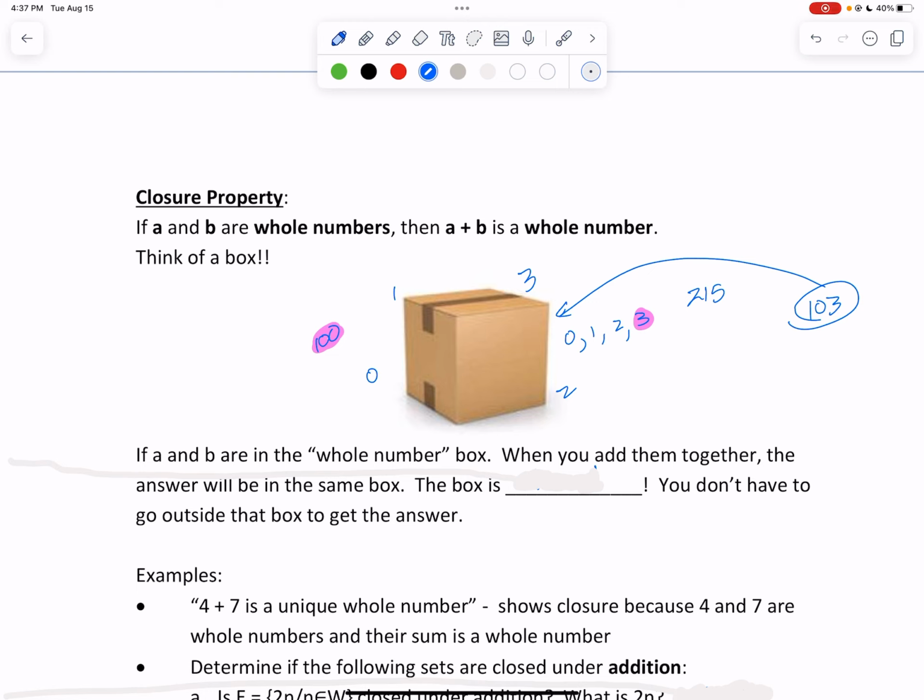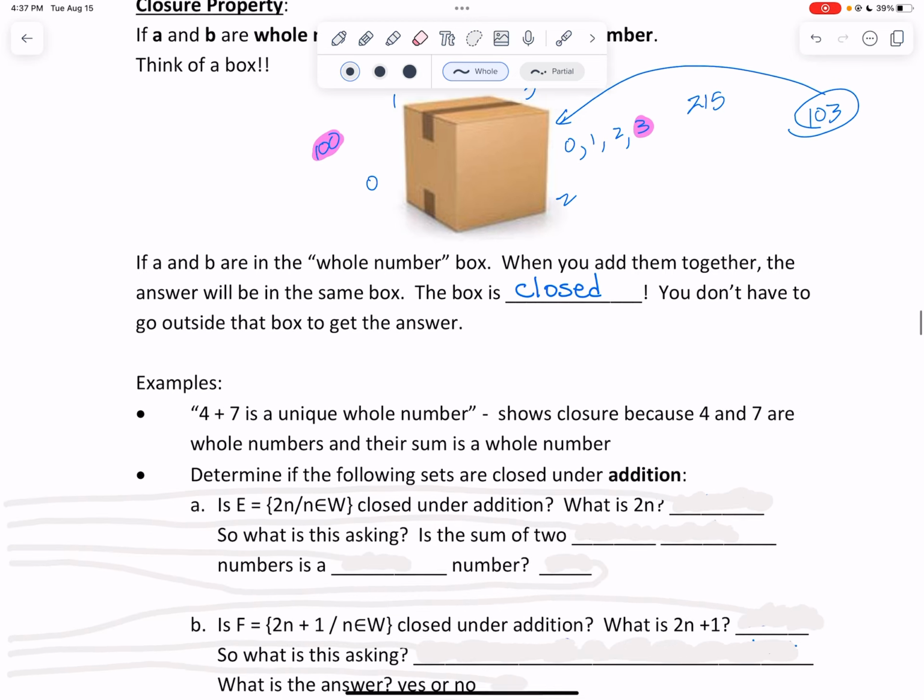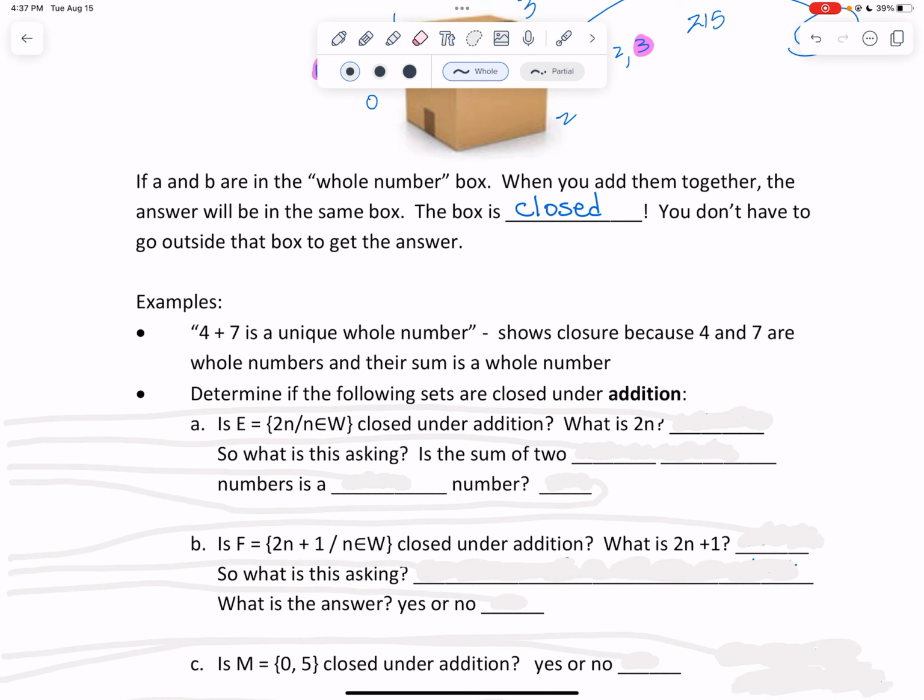Okay, so A and B are in the whole number box. When you add them together, the answer will have to be in that same box. If that happens, the box is closed. And you don't have to go outside the box to get the answer. Okay, so we can add those numbers and it will be in the box. So let's look at some examples. 4 plus 7. So if 4 is in the box and 7 is in the box, the answer is 11. It's going to be a unique whole number. It's in the box and it shows closure.